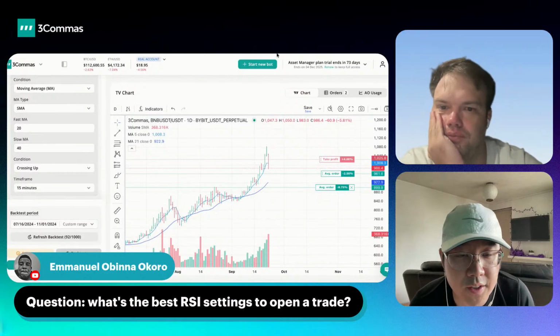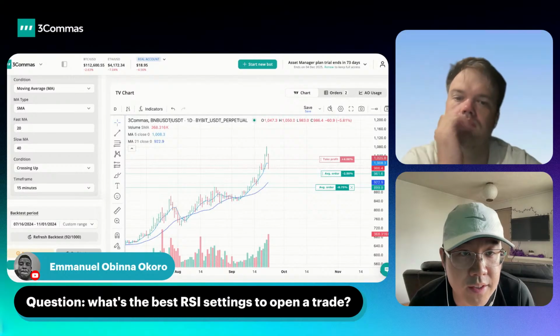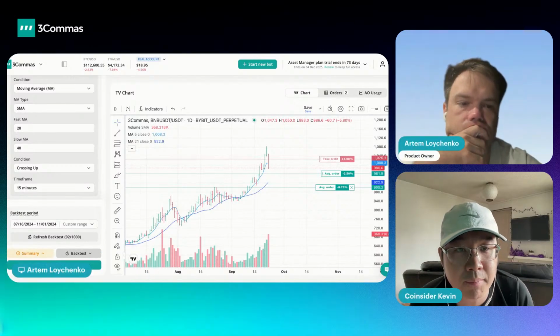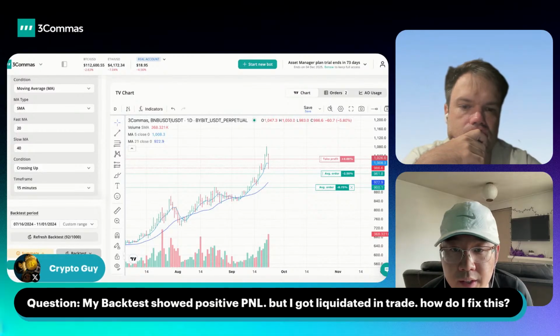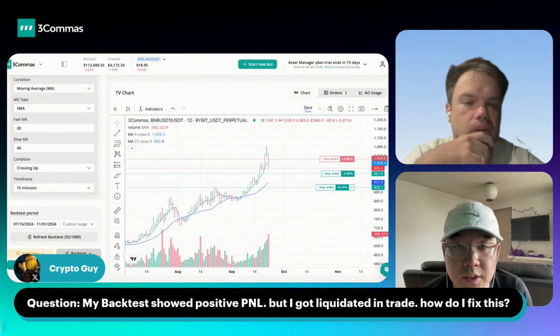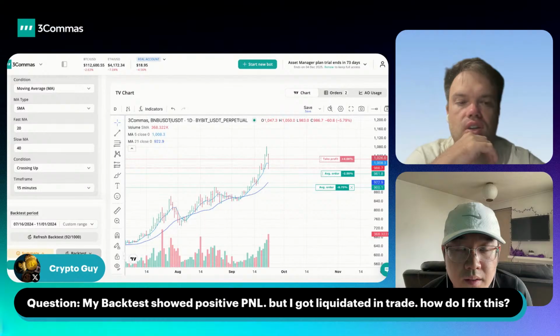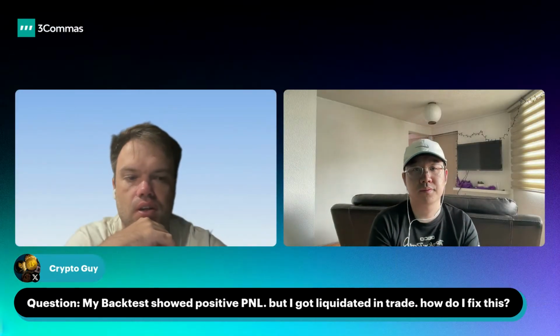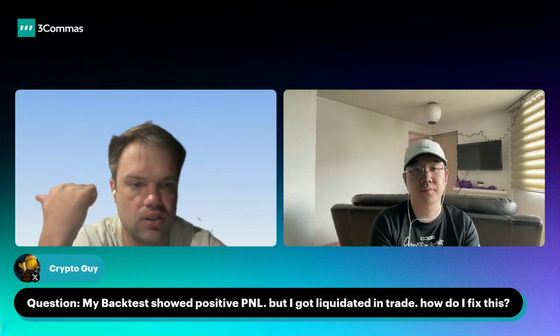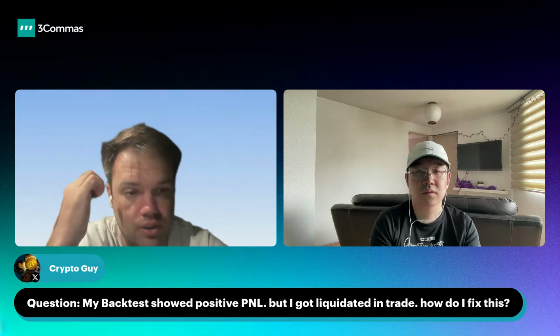One other question I saw that's interesting, if we scroll down a little bit, someone said my backtest showed positive P&L, but I got liquidated in the trade. How do I fix this? I assume that's by having more margin, right? I like what you said about the maximum drawdowns and stuff. For sure. I would be really curious to see the backtest itself because you can always send a link to the backtest in the chat in Telegram, and I will personally look at it.